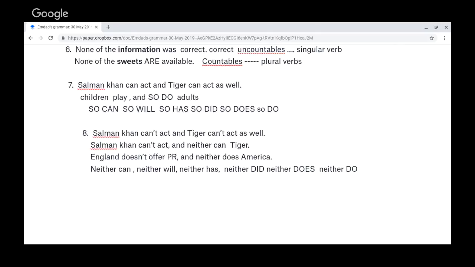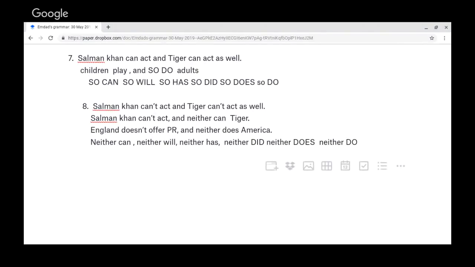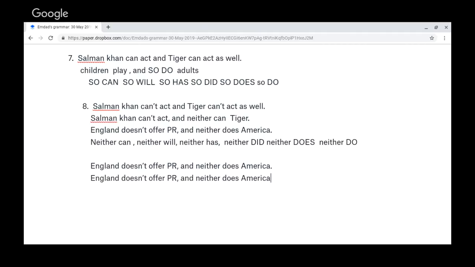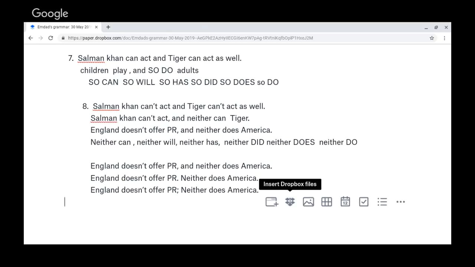Now, if you have understood this, I've got a simple quiz for you guys. What do you think about this particular rule? Tell me. Let me write this statement here. England doesn't offer PR, comma. This is talking about incapability, and neither does America. Now, can I write this sentence like this? Or will it be something like this? Or do you think it should be something like this? Tell me, what do you think? Which one? Number one, number two, number three. Which one of these three sentences is right? Tell me.